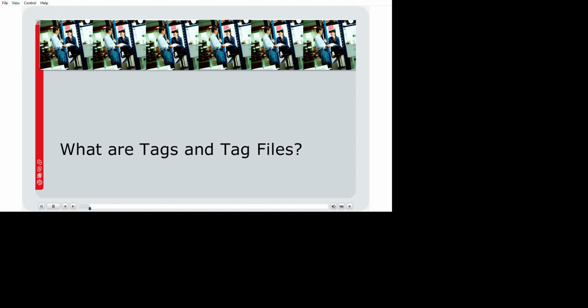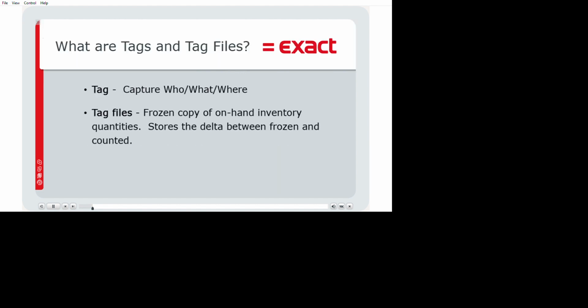Before we can begin, we should make sure that we have an understanding of what tags and the corresponding tag files really are. A tag is the printed form where the employees document the information regarding the physical count: who counted it, what part and how many, and of course the location those parts were in. Tag files are the database files that store all the information about the inventory. It starts with a frozen copy of your on-hand inventory counts. It manages the inventory counts, and it provides information on the count variances.